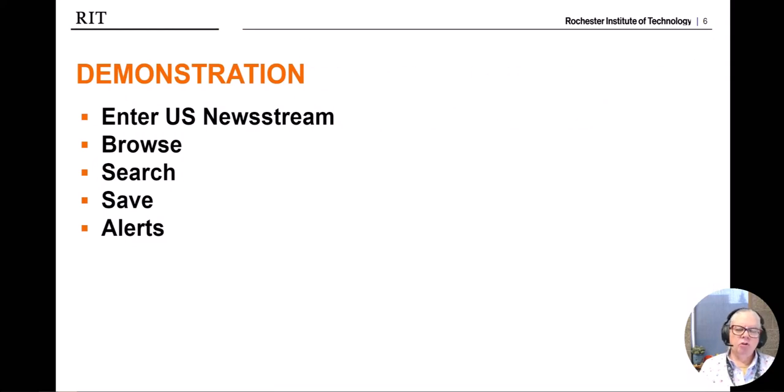I'm going to do a demonstration now of using this product, and we're going to cover how to enter into US Newsstream. We're going to cover browsing, so you can see across the articles that are made available and browse for new things that may be new to you. I'm going to also show you how to direct search. I'm going to show you how to save articles, and I'm also going to show you how to set up alerts so that you can get notified on a daily, weekly, or monthly basis if new articles have been published on a topic that you like, or even just a prompt to browse the new issue of a newspaper.